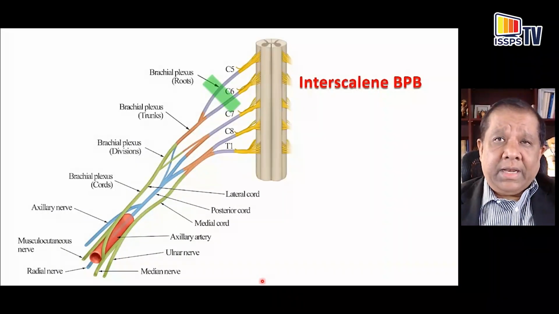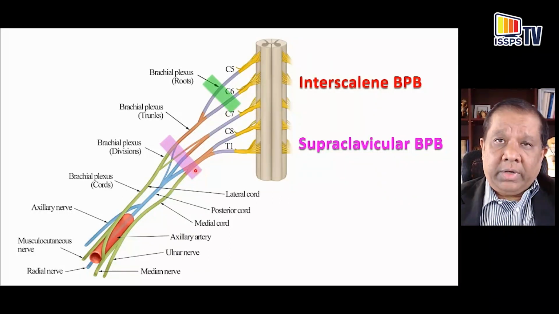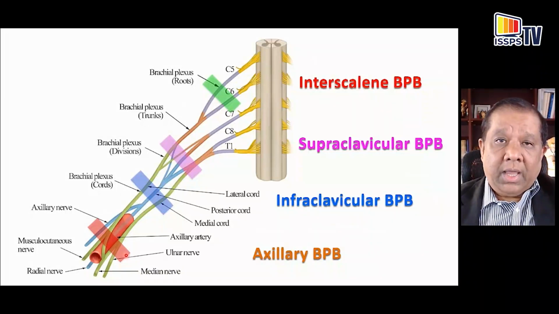When you perform an interscalene brachial plexus block, you identify the C5 and 6 ventral rami, and the local anesthetic is injected close to them. During a supraclavicular brachial plexus block, you identify the trunks and divisions of the brachial plexus in the supraclavicular fossa. During an infraclavicular brachial plexus block, you target the cords of the brachial plexus below the clavicle, and there are different approaches to this. And during an axillary brachial plexus block, you target the terminal branches of the brachial plexus at the axilla.